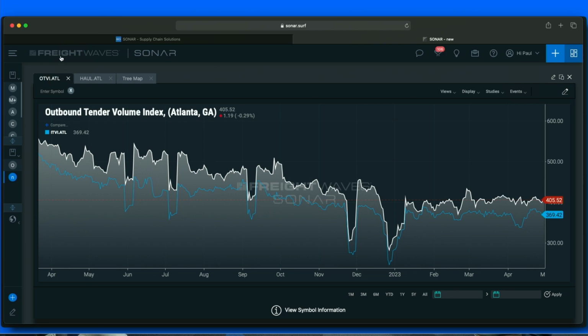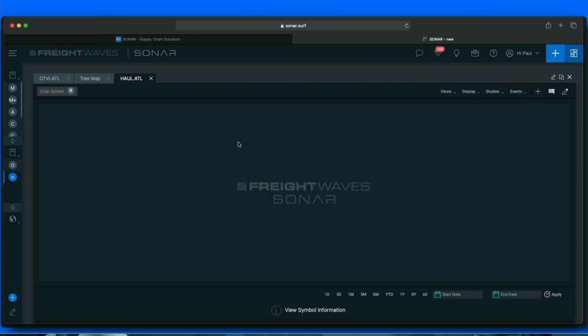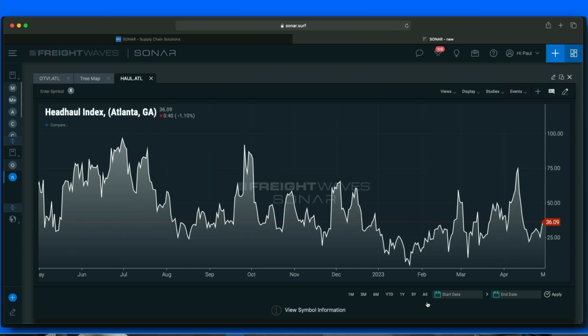And the way the Head Haul Index itself is shown on this chart is essentially a ratio number. If it is above 0, it's indicative that there are more loads, or outbound tenders, in that given market versus inbound tender volume, which reflects how many trucks will be coming into that market. So if I'm a carrier, I would want to go to Atlanta in this example, because I know there are more loads going out than trucks coming in.